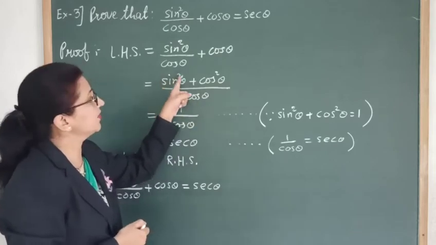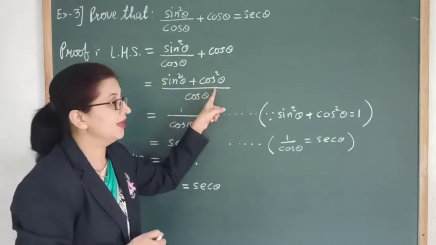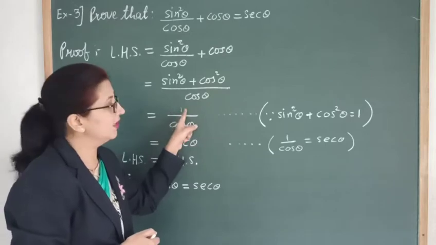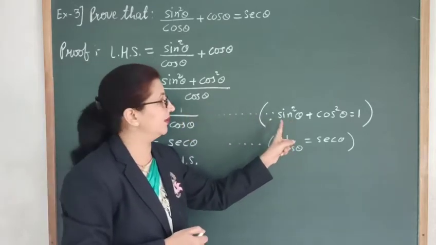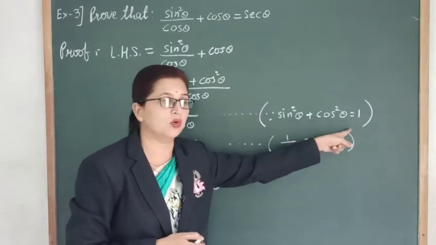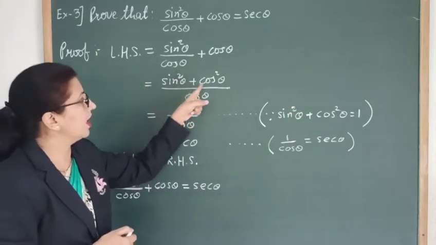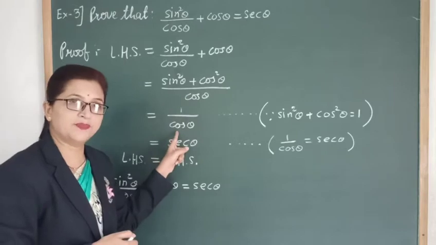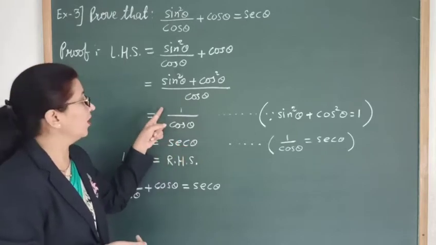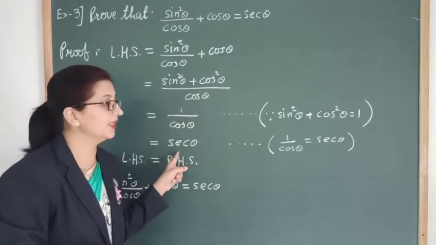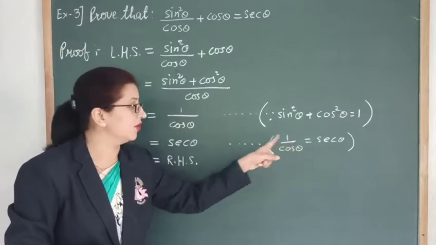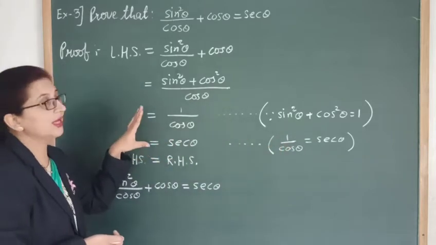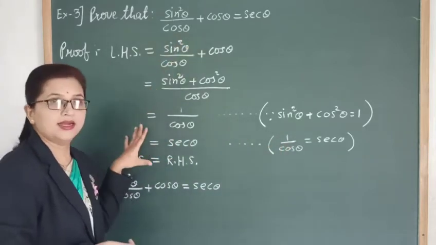Now here sin square theta plus cos square theta is equal to 1, right? That is the trigonometric identity. Sin square theta plus cos square theta is equal to 1. So here our numerator becomes 1 upon cos theta. Okay, and we know that 1 upon cos theta is nothing but sec theta, right? So in this way we got the LHS is equal to RHS.